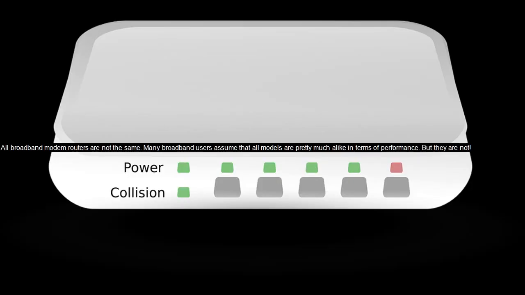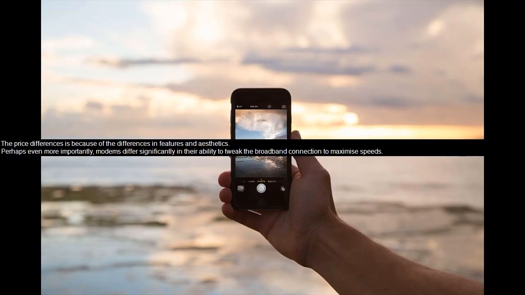All broadband modem routers are not the same. Many broadband users assume that all models are pretty much alike in terms of performance. But they are not. The price differences are because of the differences in features and aesthetics. Perhaps even more importantly, modems differ significantly in their ability to tweak the broadband connection to maximize speeds.